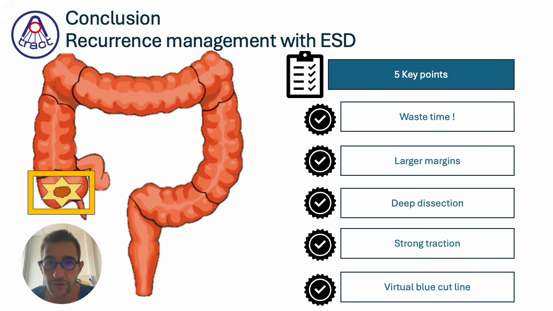So in conclusion, 5 key points for me. Waste time to let the scarring process be complete and get back a normal, soft submucosa. Take large margins, do a deep dissection close to the muscle. Strong traction is very helpful, and adaptive traction is really important in this case, to have a good exposure both at the beginning and at the middle of the procedure when fibrosis is very strong.